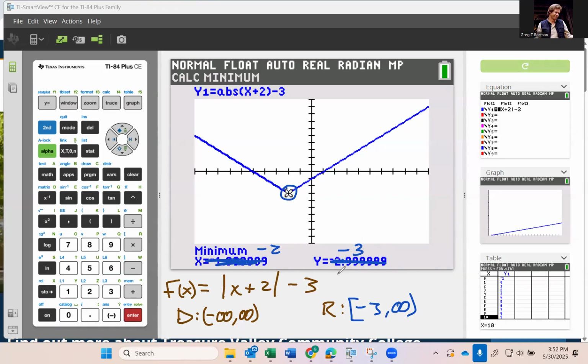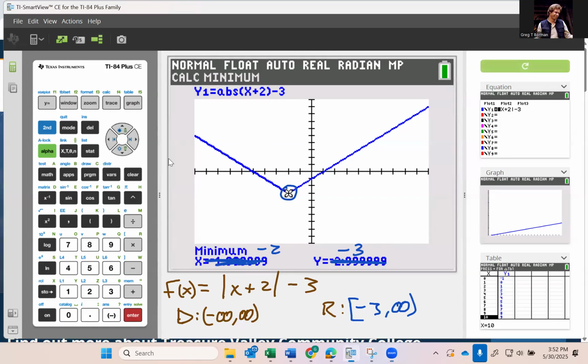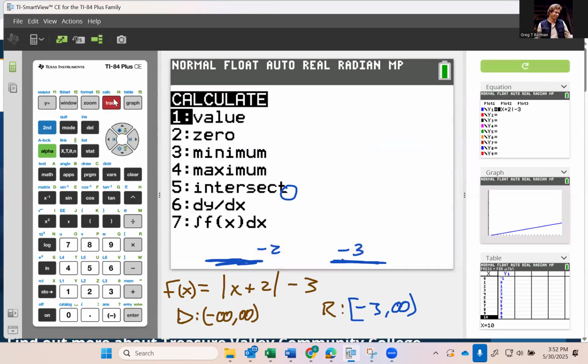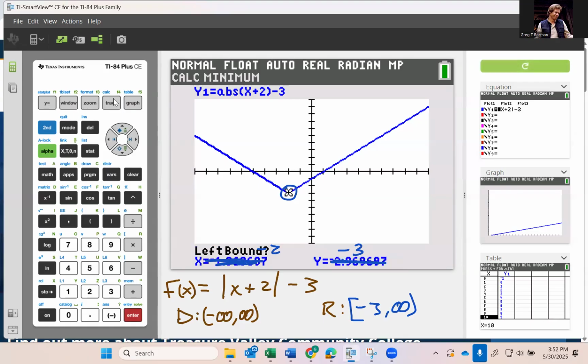And if you're not comfortable with that, that's okay. We could just do it again. We could just say, all right, let's go second trace, minimum, and then pick a different combination of our left bound, I'll go further away, and our right bound, and our best guess, right there, I guess. Okay, and then I've got to do some erasing because this is kind of hard to read.